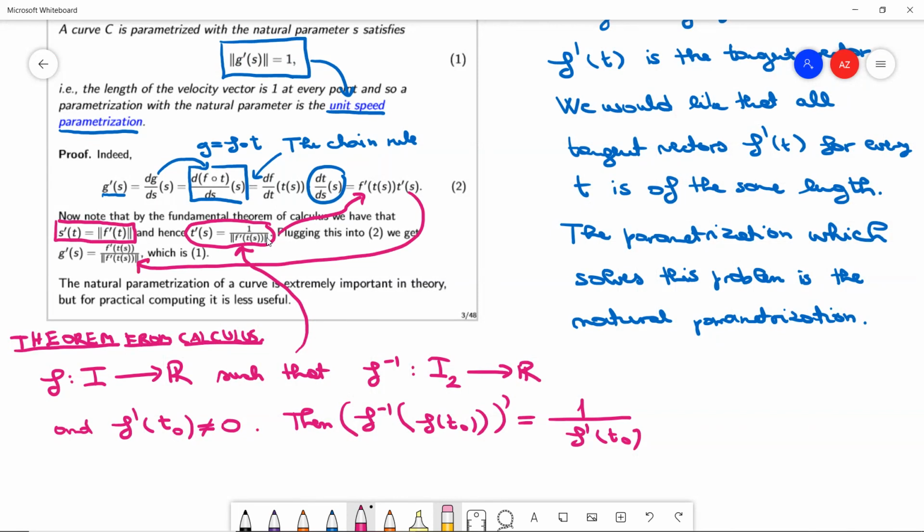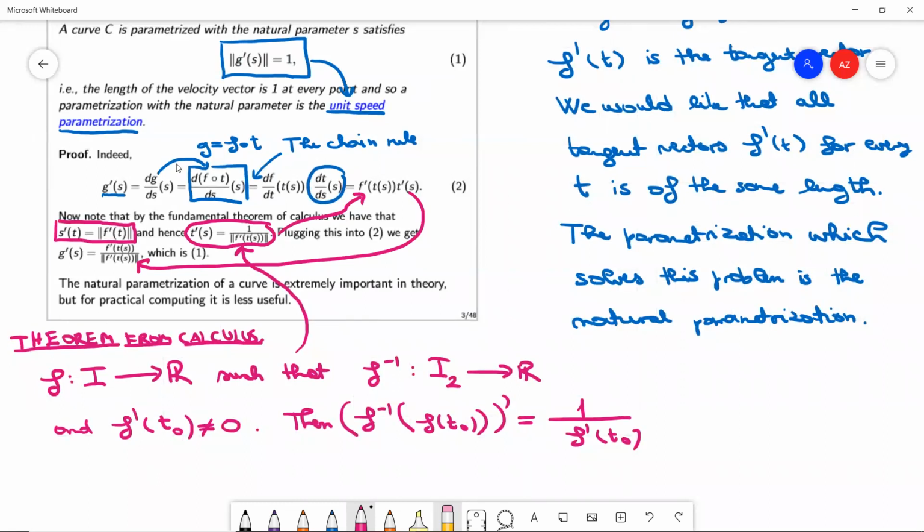So g prime of s, this is some velocity vector, this is some tangent vector, which points into the direction of f prime of t of s. This is obvious because for every parameterization, if the velocity vector is non-zero, then it should point into the direction of the tangent vector, which is unique. So of course it should point into the direction of f prime, but it's of length 1 because we divided it by the norm of f prime. So if we take the norm of this g prime of s, we get the norm of f prime over the norm of f prime, which is 1.